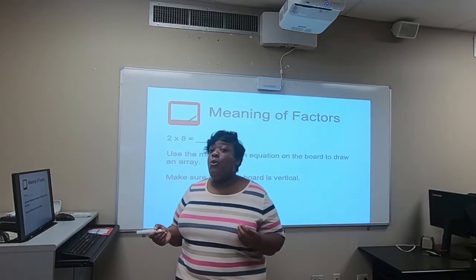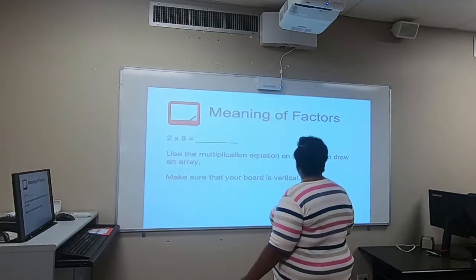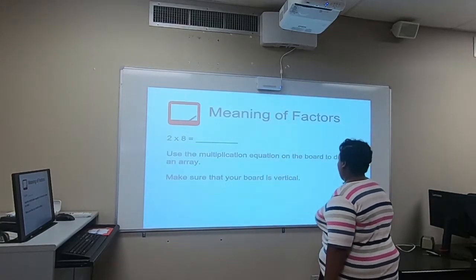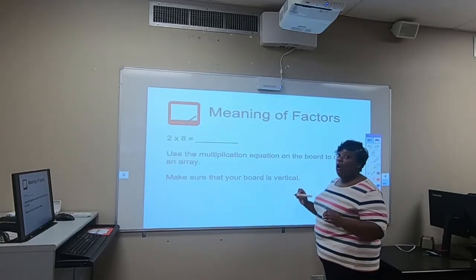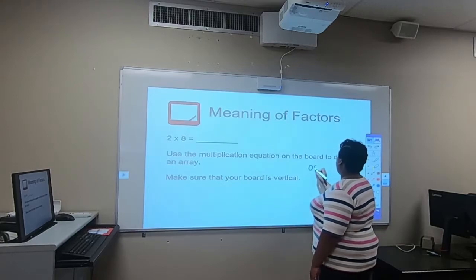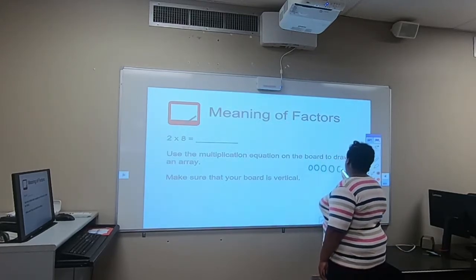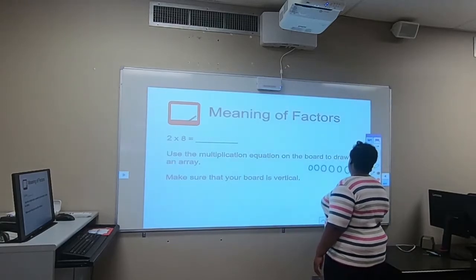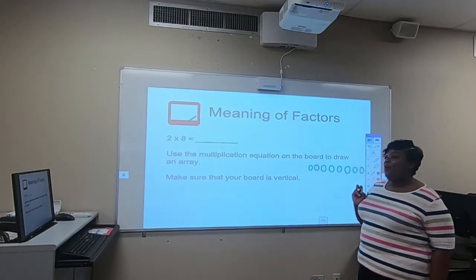If you said 2 rows of 8, you are correct. Let's draw that. And I always use circles just out of habit, okay? So let's draw one row of 8. Remember, rows are what? Horizontal. 1, 2, 3, 4, 5, 6, 7, 8. That's one row of 8.